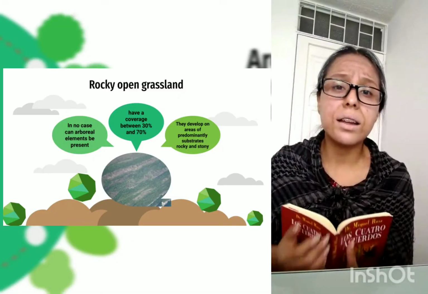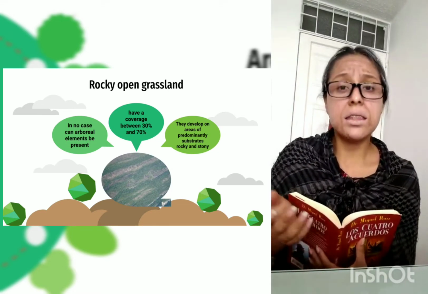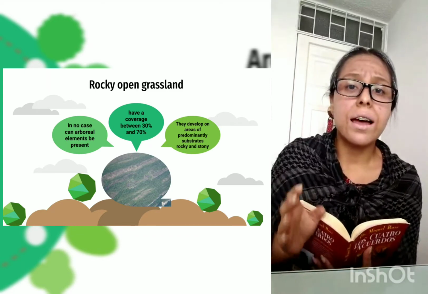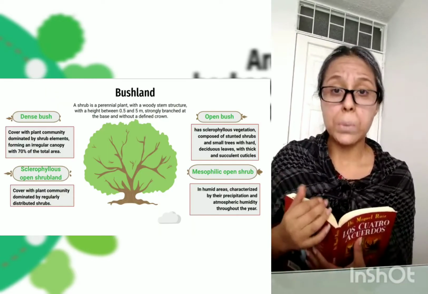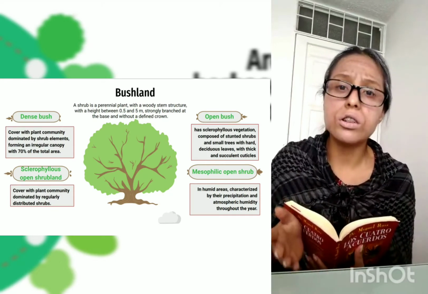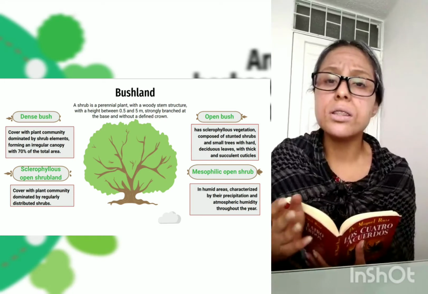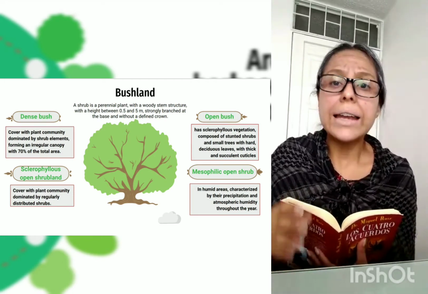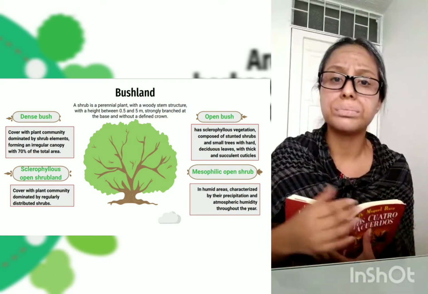Rocky open grassland are areas with natural open herbaceous vegetation. They develop on rocky and stony substrates that do not retain moisture. Bushland includes territories covered by bush vegetation that develop naturally in different densities and substrates, and it can be divided into dense bushland and open bushland.